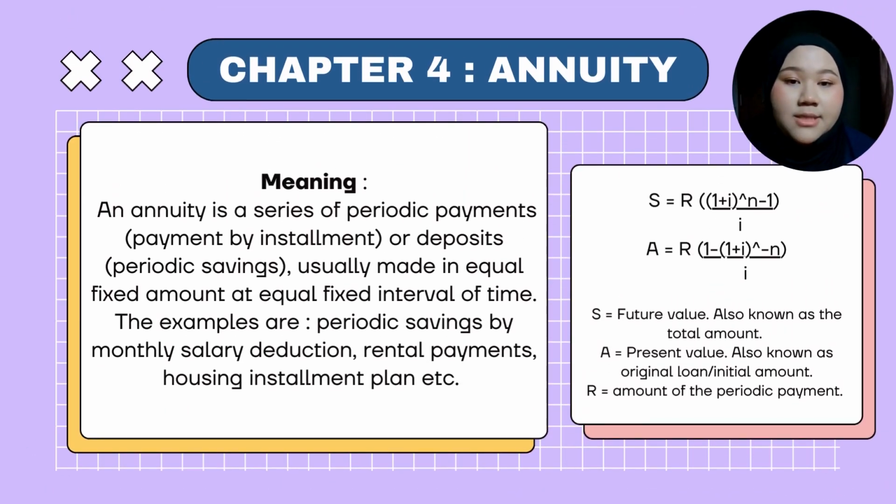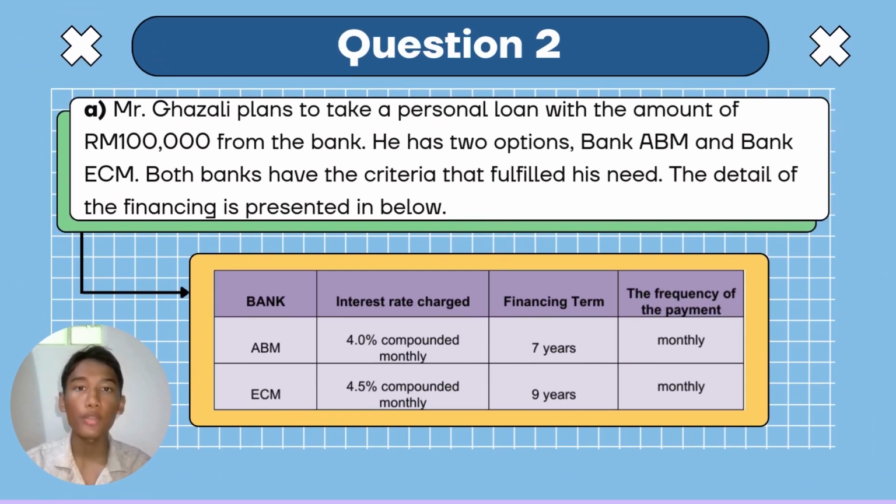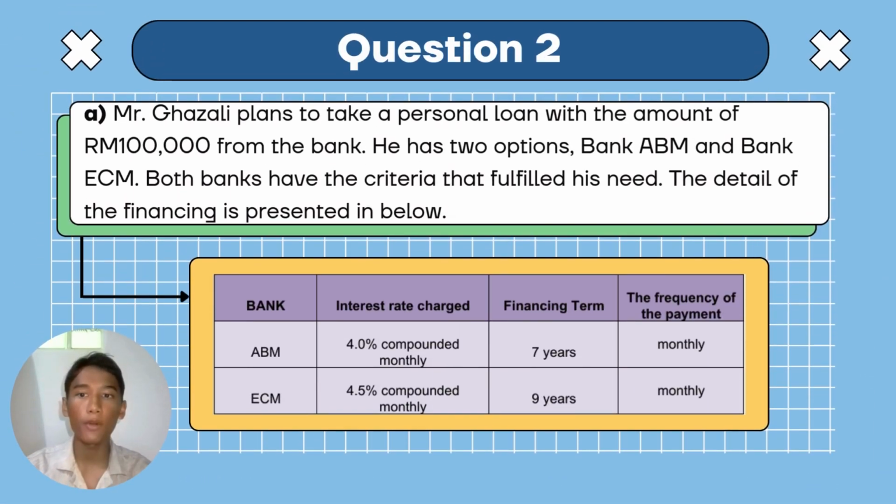So chapter 4 is annuity. Annuity is a series of periodic payments or deposits, usually made in equal fixed amounts at equal fixed intervals of time. The examples are periodic saving by monthly salary deduction, rental payments, housing installment plan, etc. So this is a formula that we can use in this chapter. Now I'm going to answer the questions that relate to chapter 4.